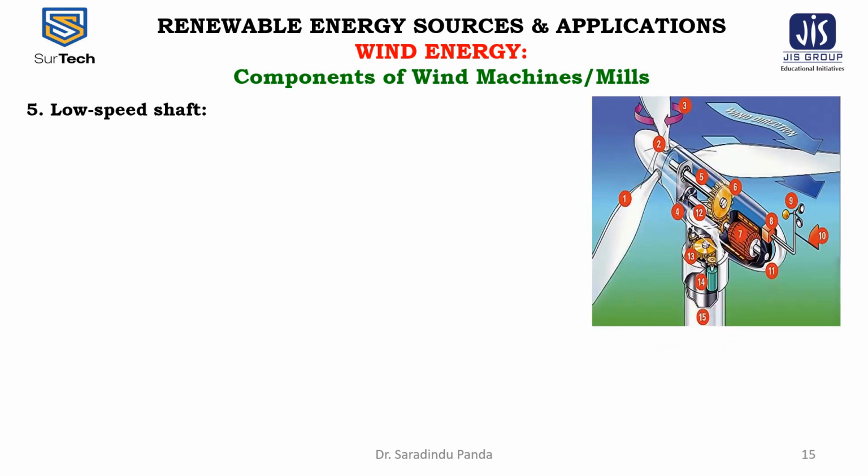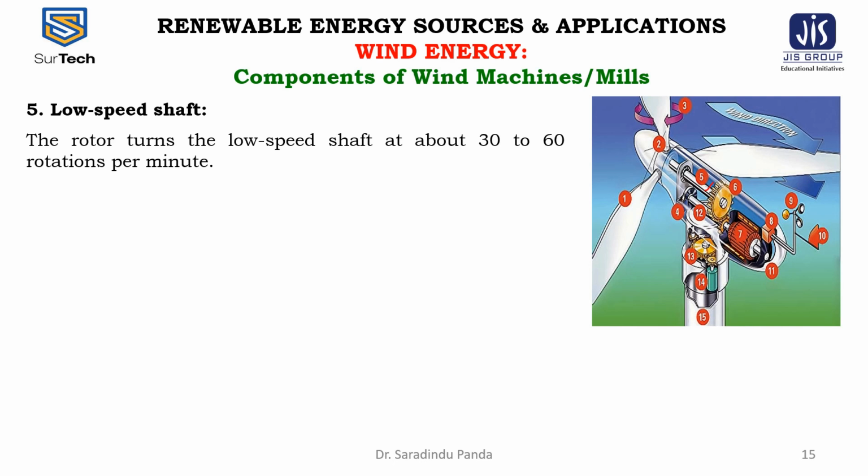Now the fifth component is the low speed shaft. I am just pointing out, this is the low speed shaft. The rotor turns the low speed shaft at about 30 to 60 rotations per minute. It is connected to the gearbox, to the rotor.